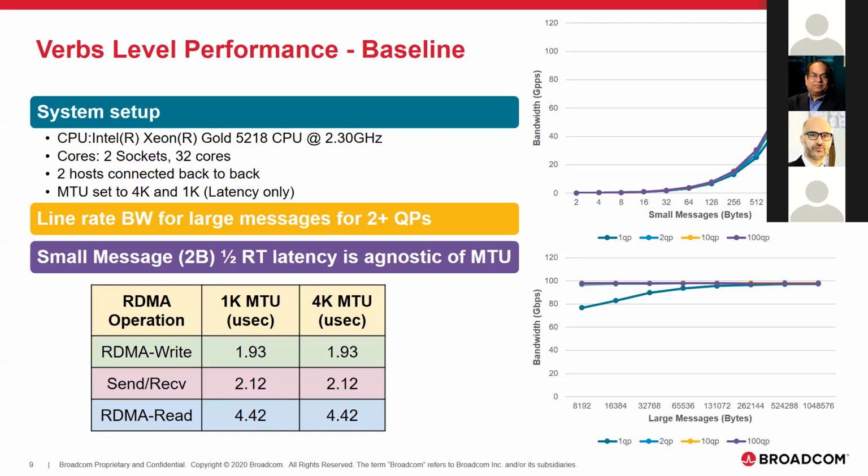So here I would like to start with the Verbs level performance, which is the baseline we have right now. This is a brief description of the setup we have used. We used an Intel Gold Xeon processor with 2 sockets and 32 cores per socket. So here you can see that Thor is reaching line rate for 2 QPs and more than 2 QPs. However, for the single QP, we are still reaching around 80 Gbps in the small message range, and for the large message range, we are reaching line rate for more than 1 QP at the MTU size, and for the single QP, we are reaching line rate around 256 kilobytes or somewhere in that range.